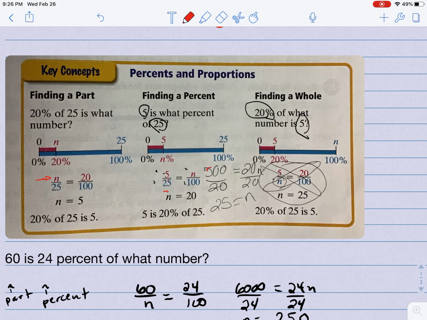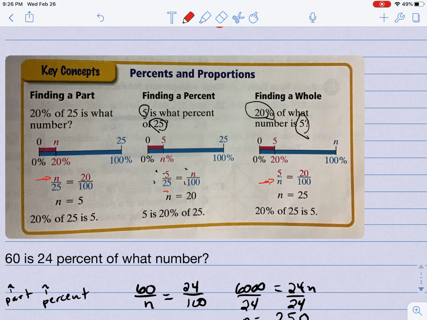Okay, and then the last one that we'll use is going to be our 20% of what number is 5. So now we know our part, we know our percent, but we do not know our whole. So that's going to be where we put our variable, right here. So just get familiar with that terminology and to determine what it's looking for.